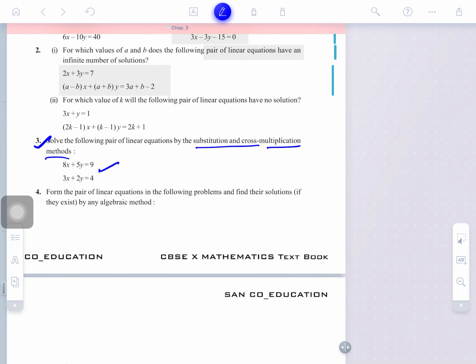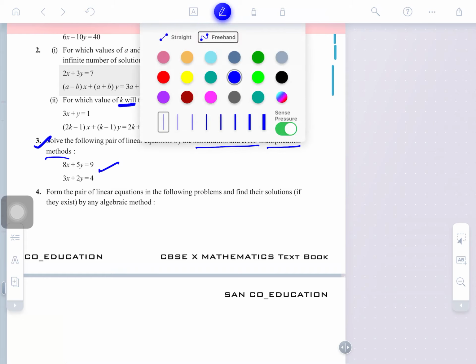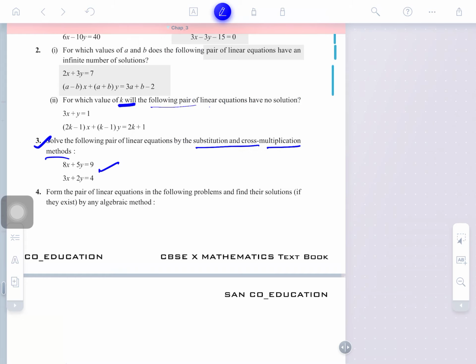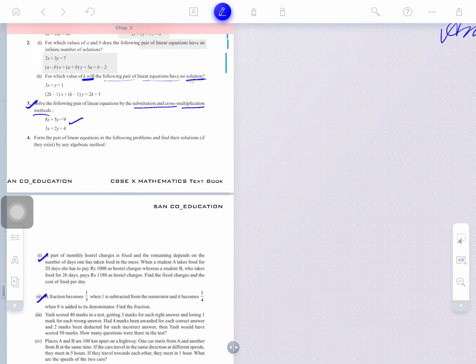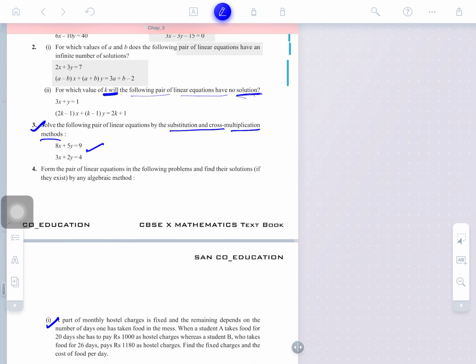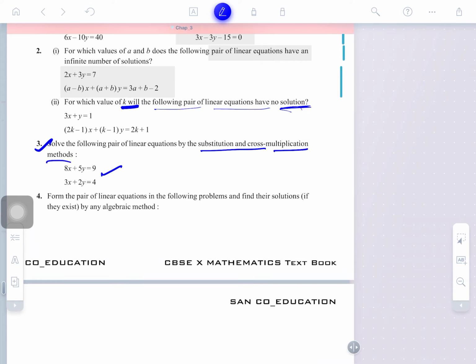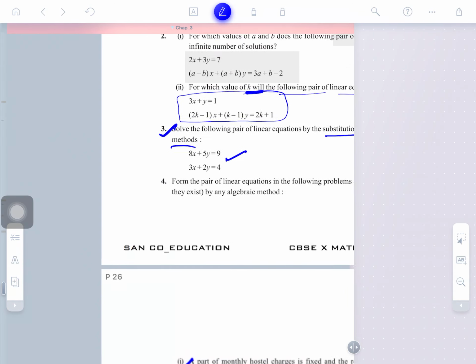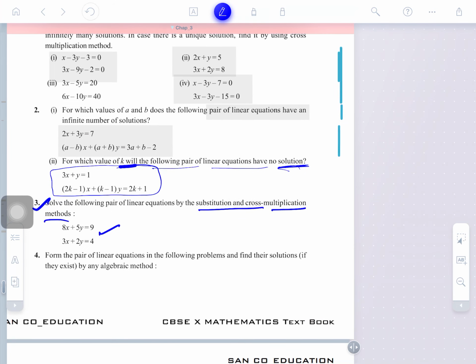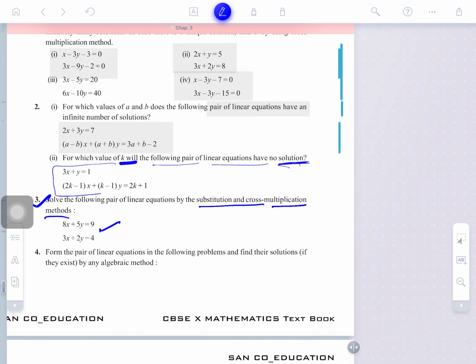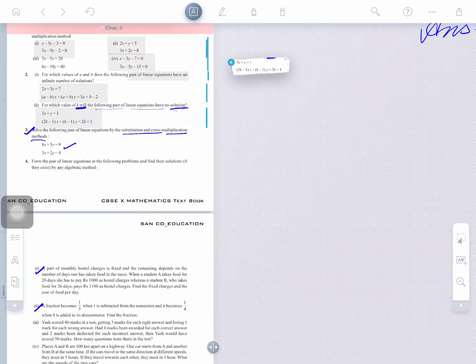The next question is: for what value of k does the following pair of equations have no solution? So, what is the meaning of no solution? Yesterday I gave this question as a home assignment. So, what will you write for no solution? You have to note down the equations first. First the equations are to be noted, and then we take them for no solution as stated here.